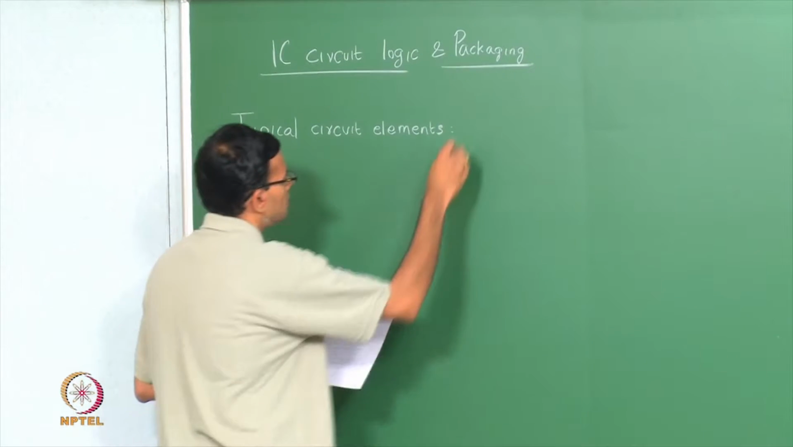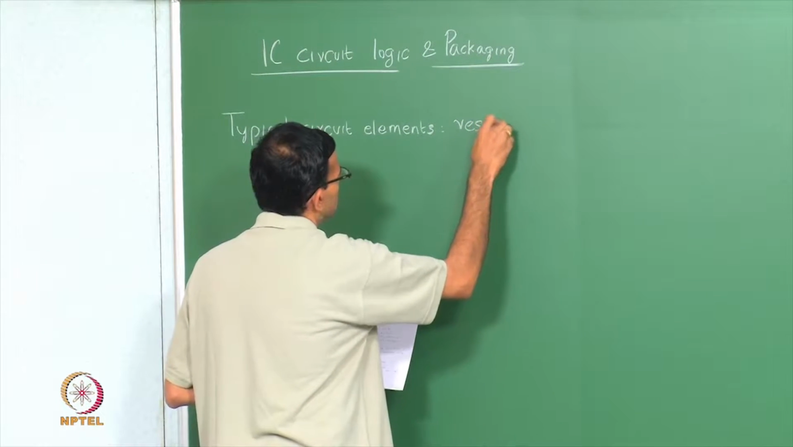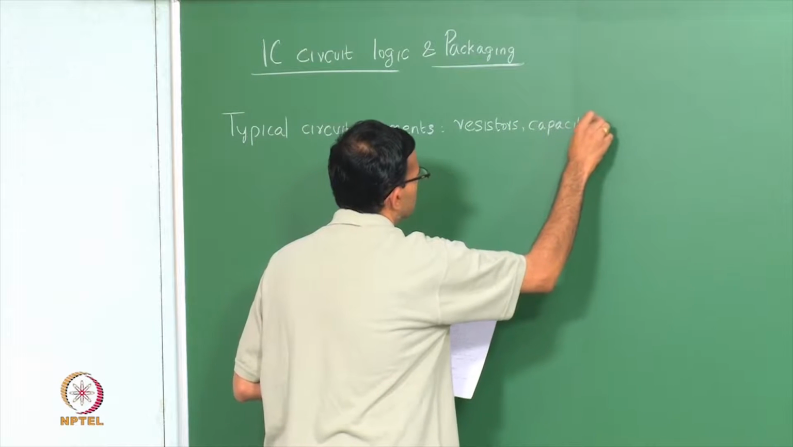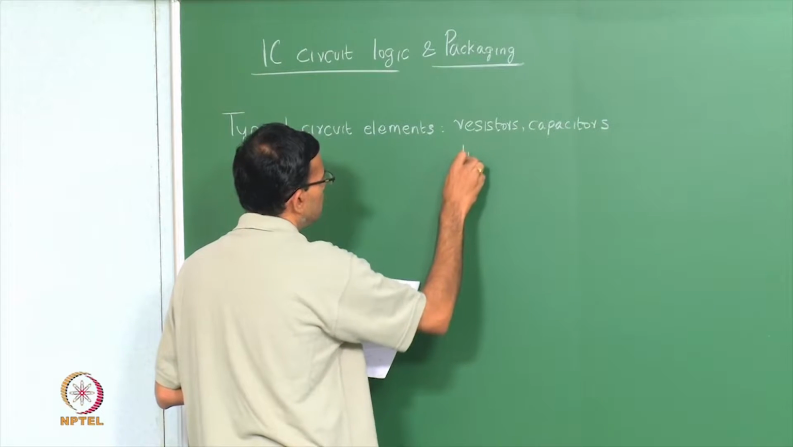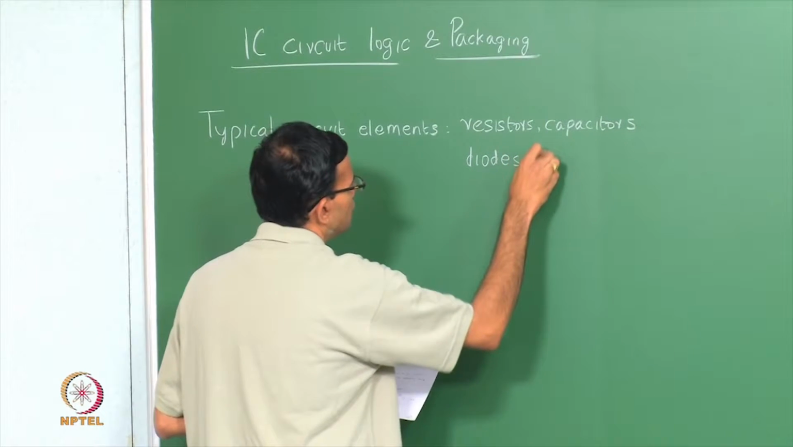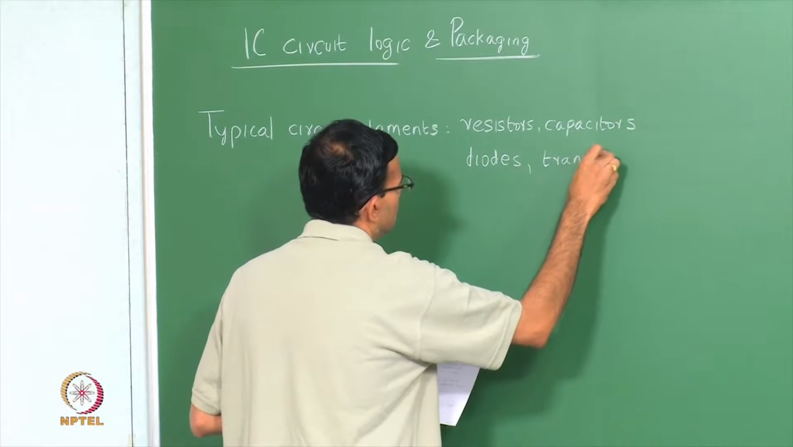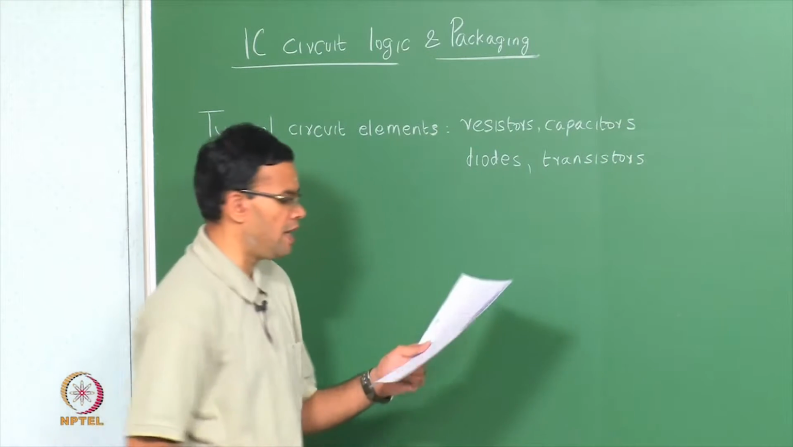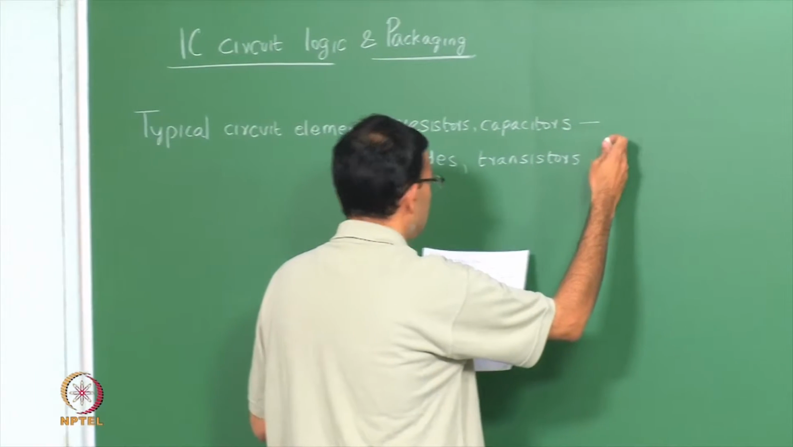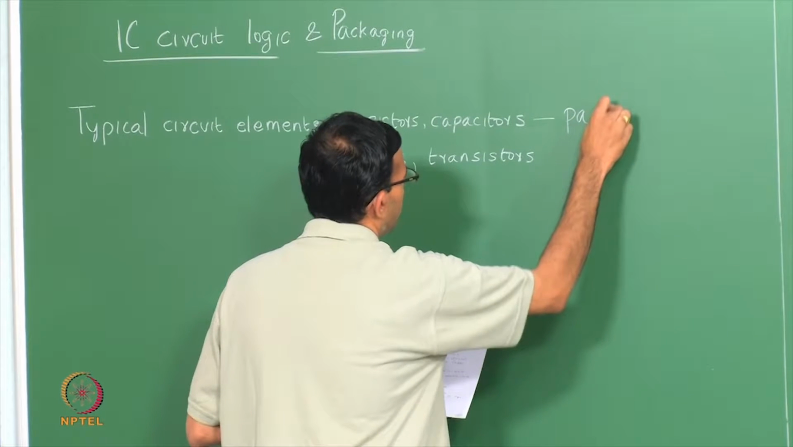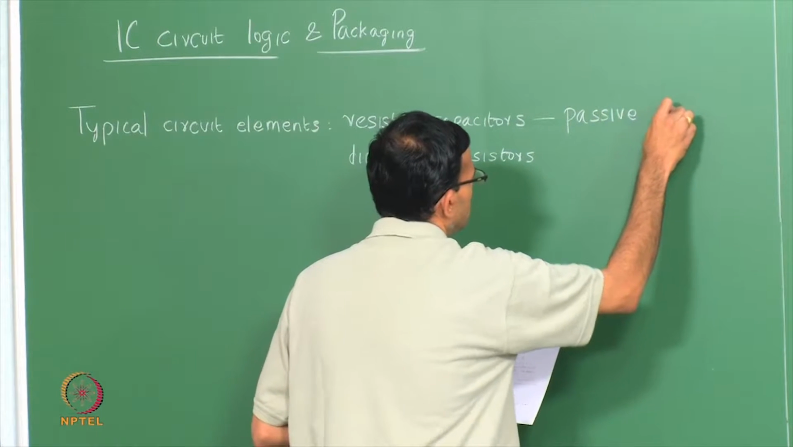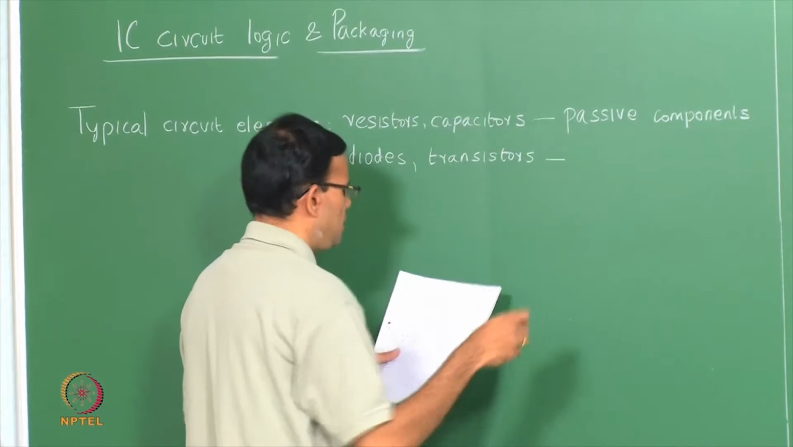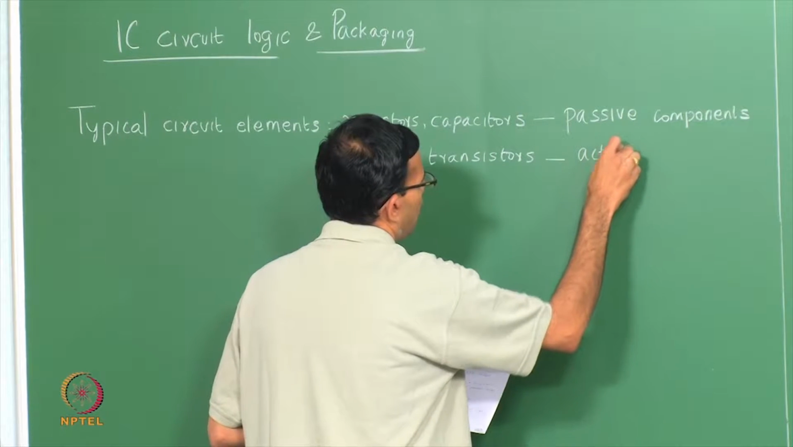We looked at resistors or conductors, capacitors, diodes, and then transistors. So, these can be divided into two main types. So, resistors and capacitors are essentially called passive components, while diodes and transistors are called active components.